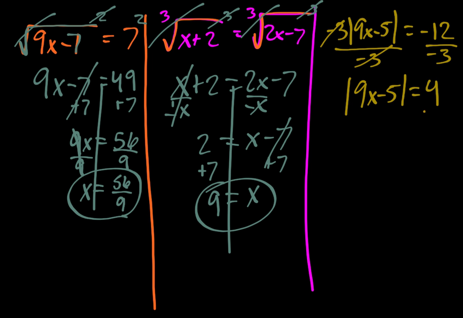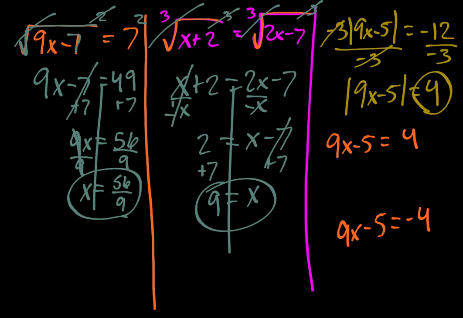Now, once we get it by itself, if this number were negative, we would have no solution. If it was 0, we would only set up one equation. But because it's a positive number, we're going to set up two equations. And that's because there are two numbers that have an absolute value of 4. And those numbers are 4 and -4. So we're going to set up two equations. We're going to say 9x minus 5 equals 4, and 9x minus 5 equals -4. And then we're going to solve both of these equations. And both of the numbers are part of the answer.